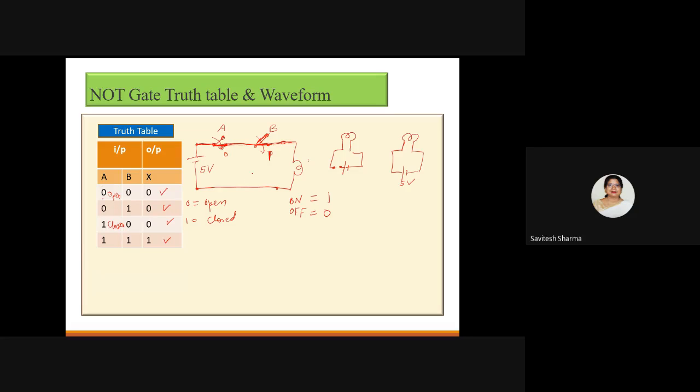So please remember this series circuit, series switches for AND operation. So what is the beauty of this AND gate is that it will give you 1 whenever all inputs are 1.